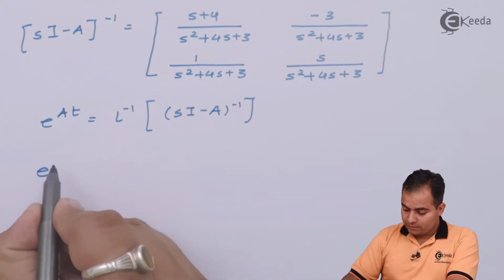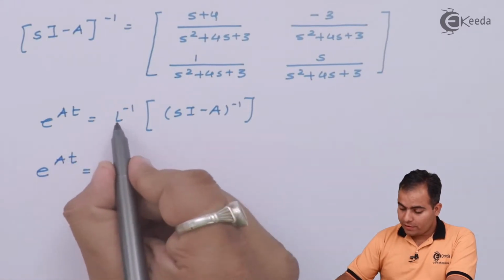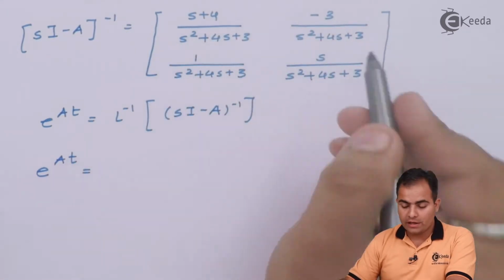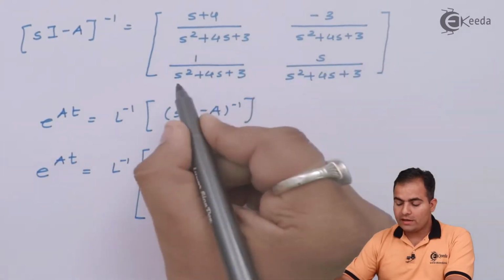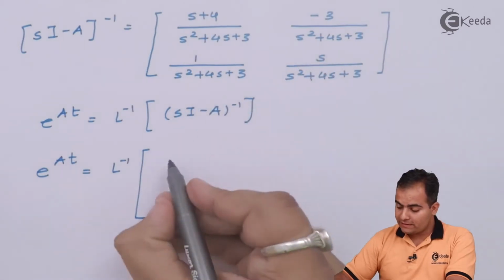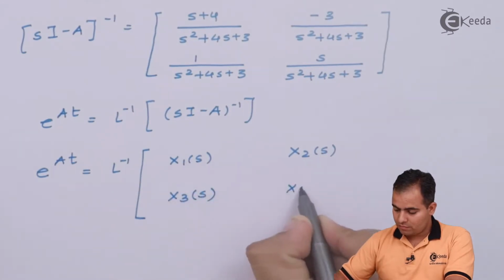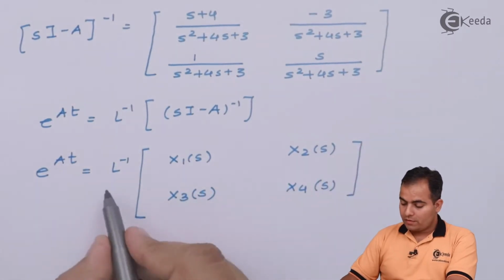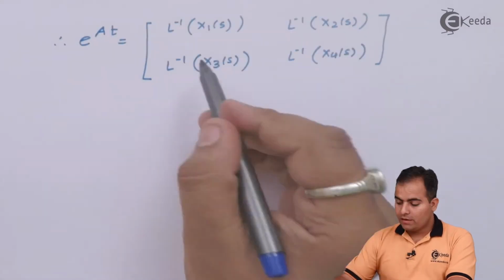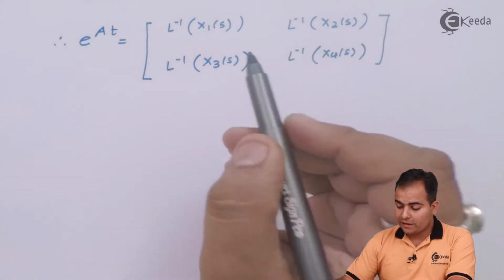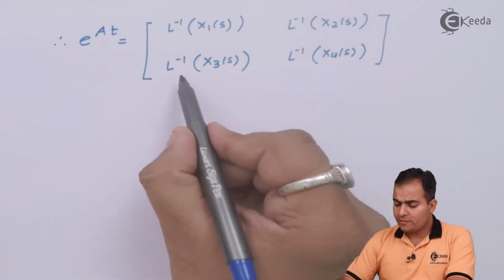So according to the formula, we are going to apply Laplace transform on this whole equation. So let's say all these elements I'm going to replace by some different values. Let's say x1 of s. If I apply Laplace inverse inside this bracket, then what will be the equation? I'll show you. Now I have applied Laplace inverse inside this bracket, so we can write Laplace inverse of x1 of s as well as Laplace inverse of x2 of s, and similarly with the next two elements.